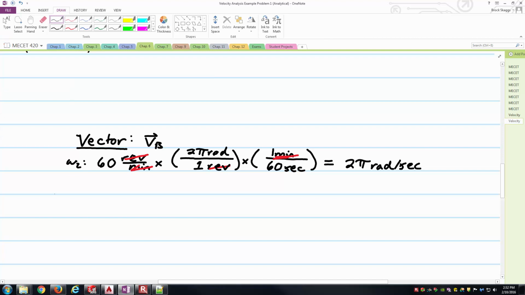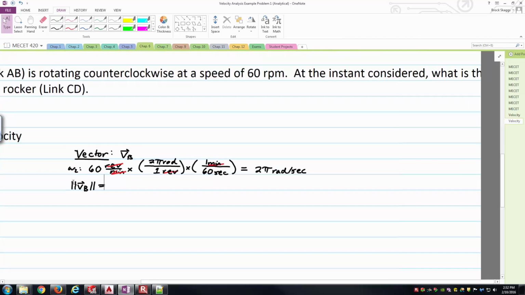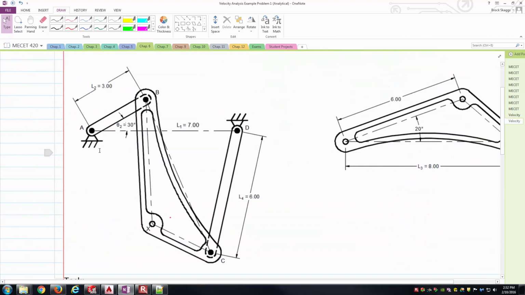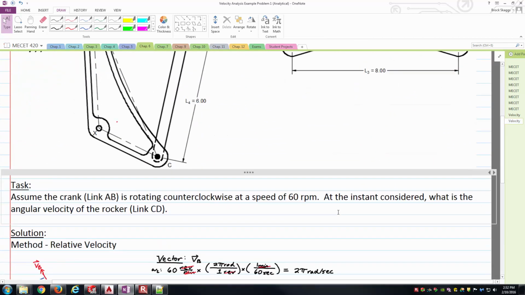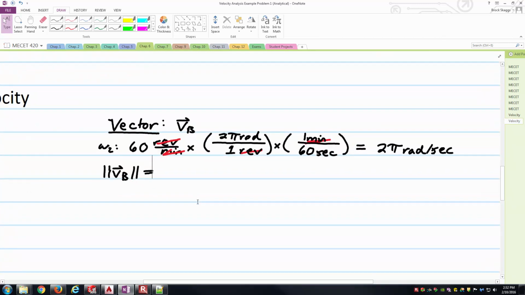Now we're ready to calculate the magnitude of the velocity of B. So the magnitude of V sub B. Here in my mind I'm thinking r omega, just the way I'm used to seeing that formula, except that instead of r we have the length of the crank, L2. So here I'll just write L2 times omega 2, which we said was 3 inches, times the 2 pi radians per second, which yields 6 pi inches per second.